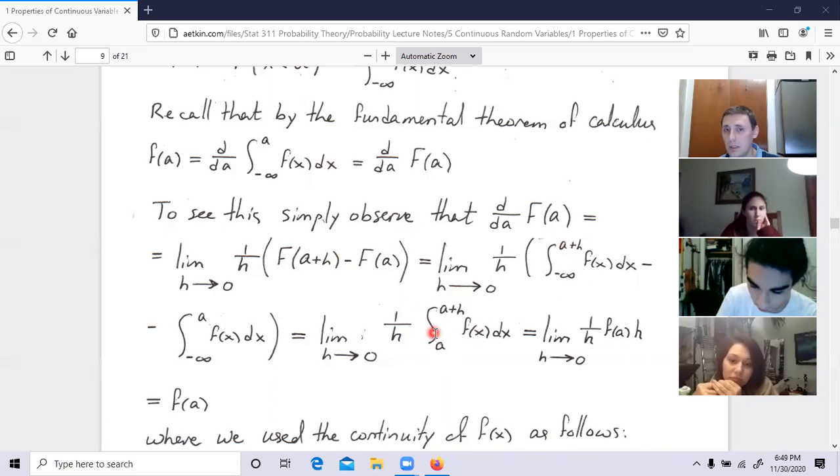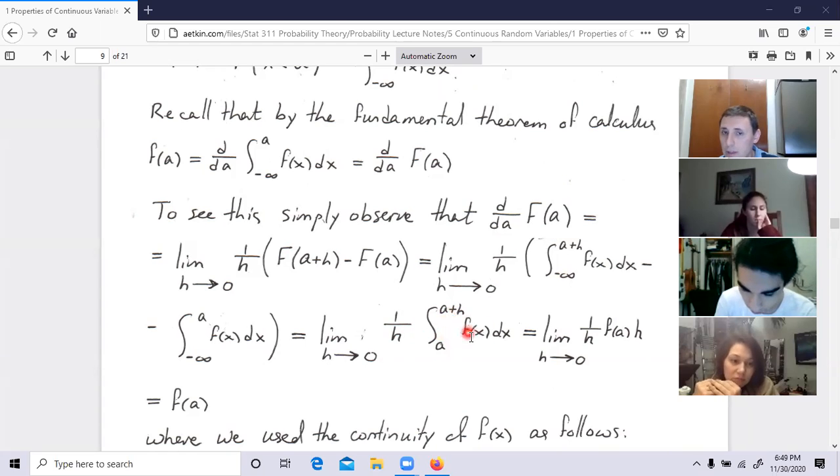Are you with me? You see, because I cut away the tails, right? -infinity all the way to a. In both cases, if h is positive, I cut away this piece. And so I'm left with the integral from a to a+h of f(x) dx, multiplied by 1 over h. Now, think about it.